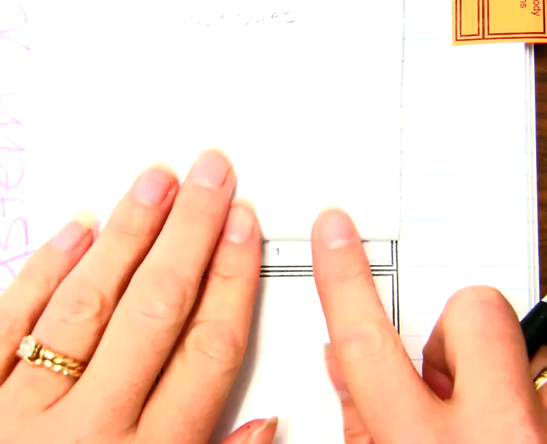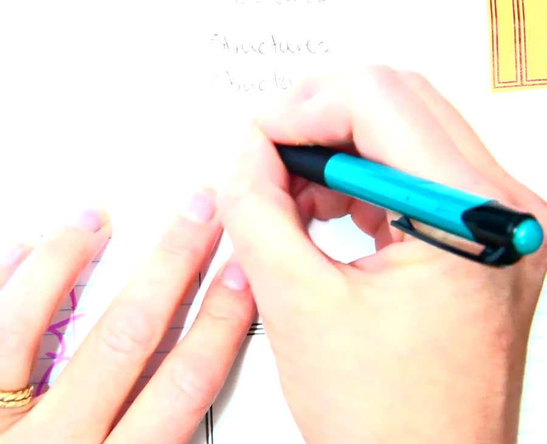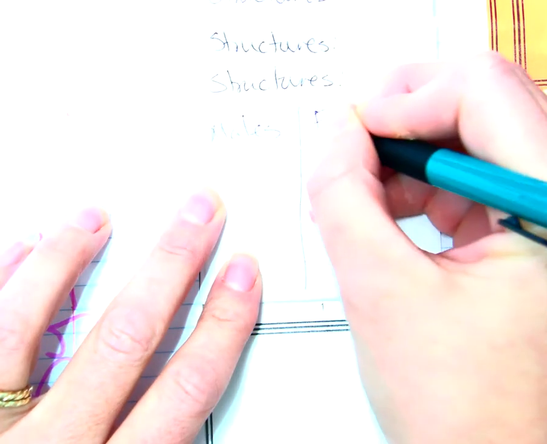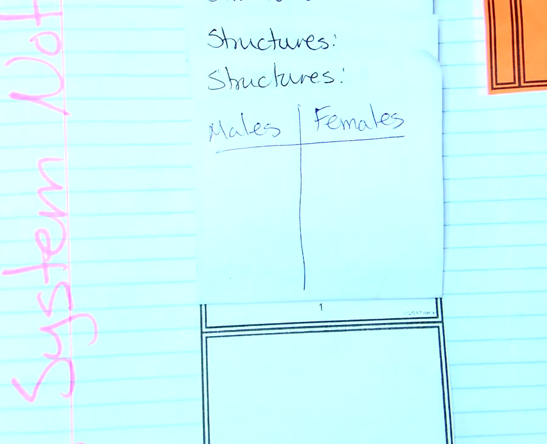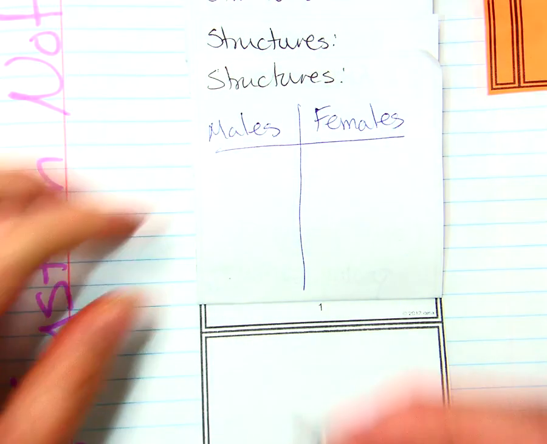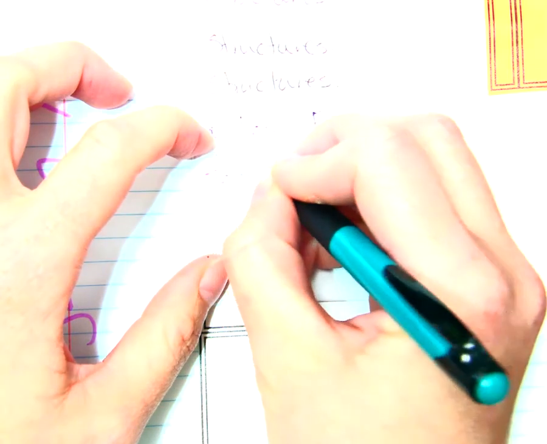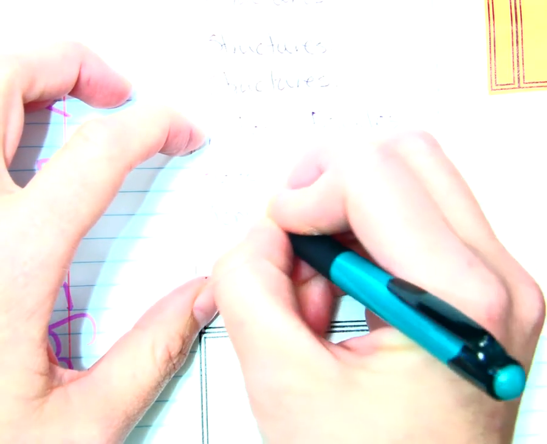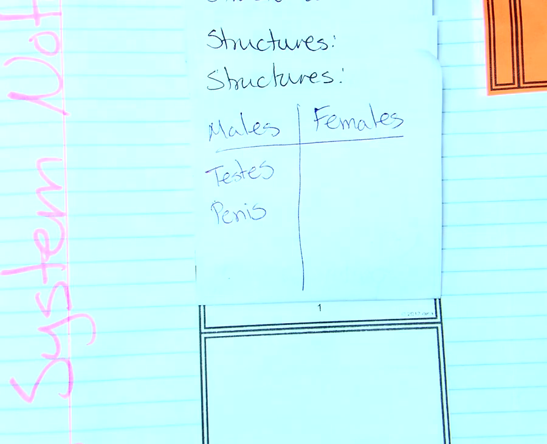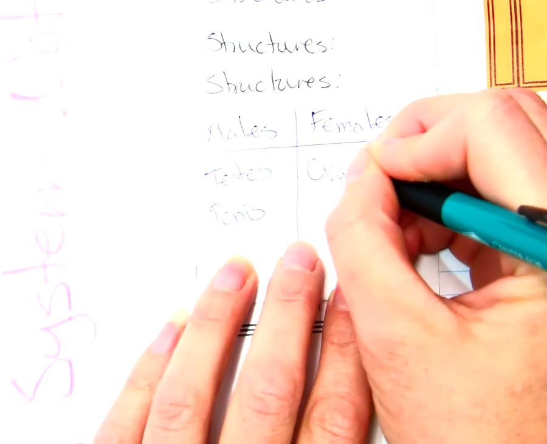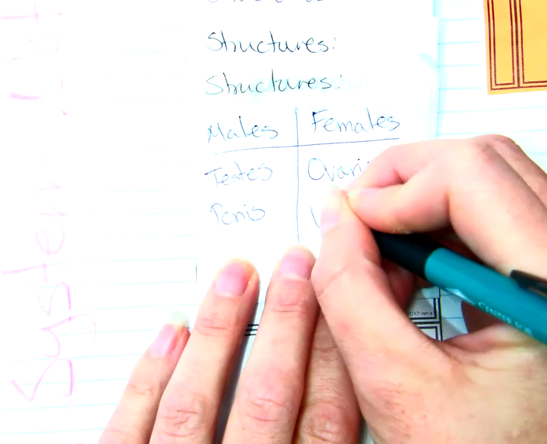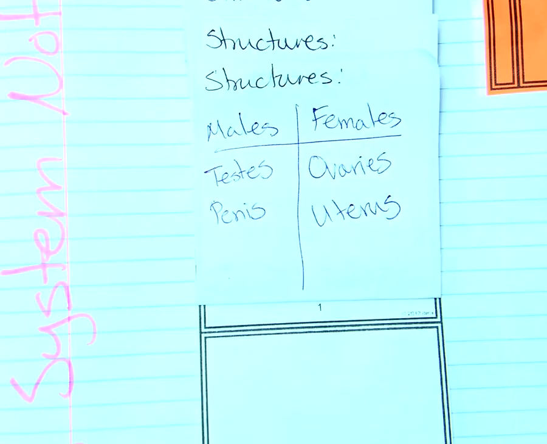And our last one is the reproductive system, the structures. We're going to separate out males versus females, because in this system they are different. Males, it's the testes and the penis. Females, it's the ovaries and the uterus.